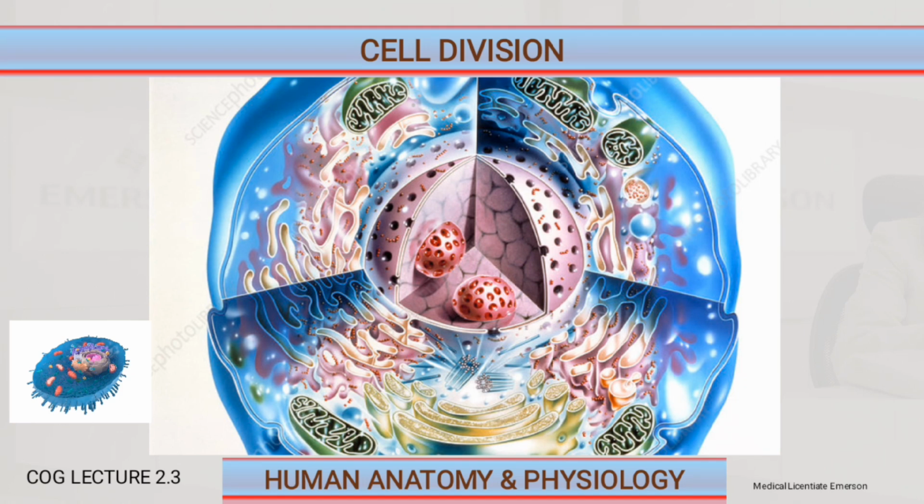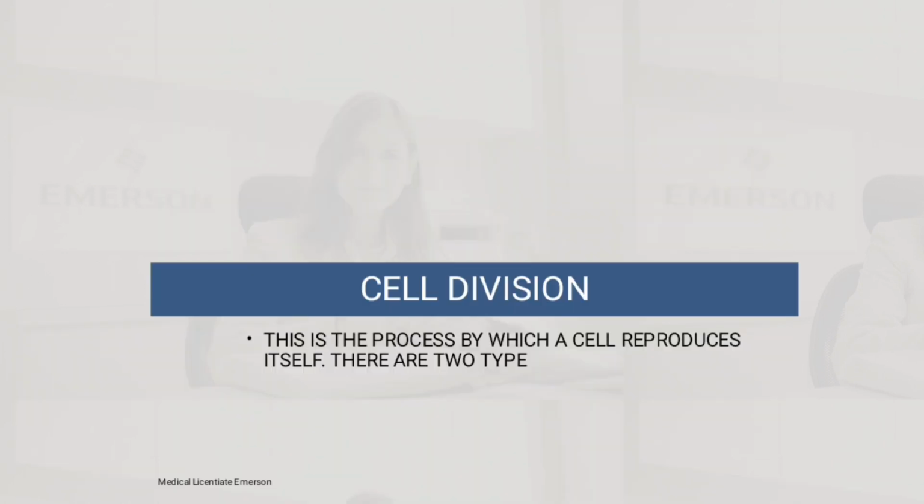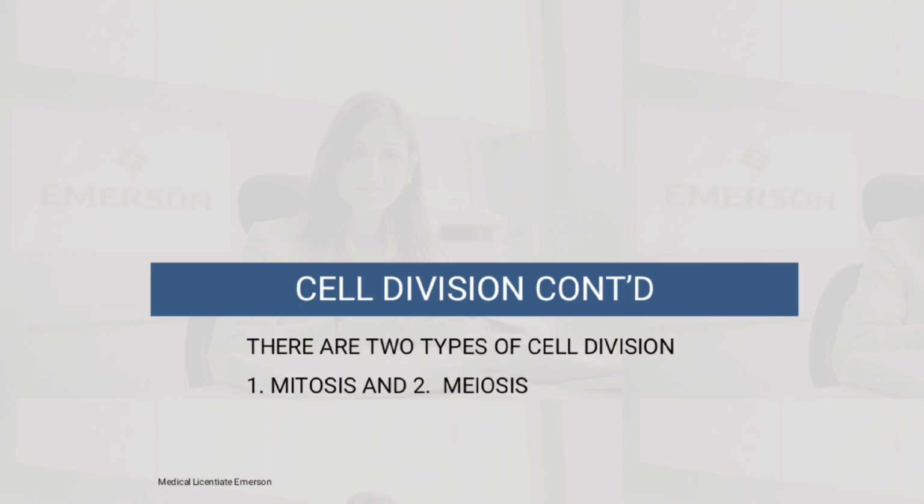This is another human anatomy and physiology lecture. So let's start. We are not going to go into details because here we are just going to talk about a few points on the types of cell division. Cell division is a process by which a cell reproduces itself, and there are two types of cell division: mitosis and meiosis.